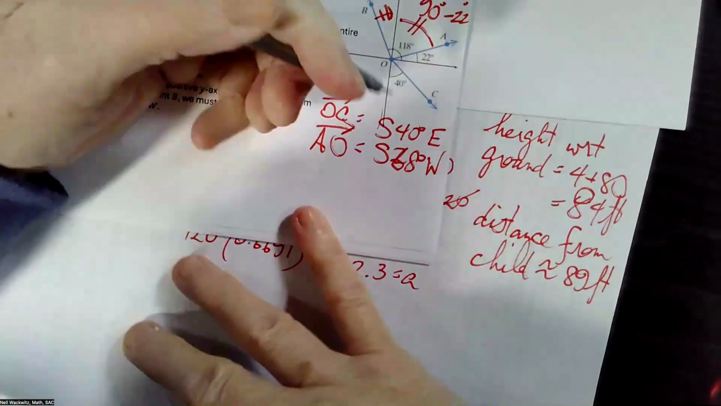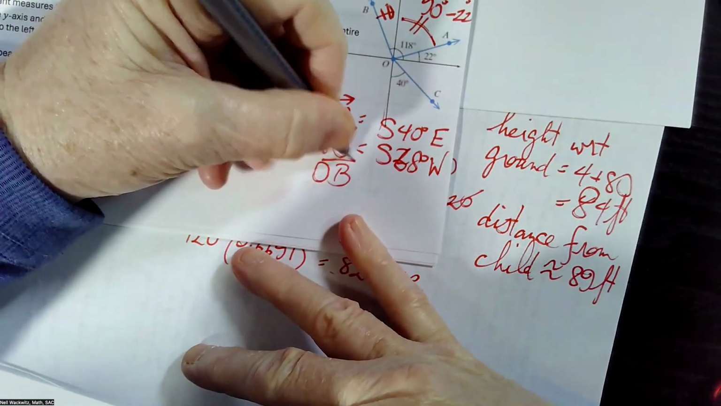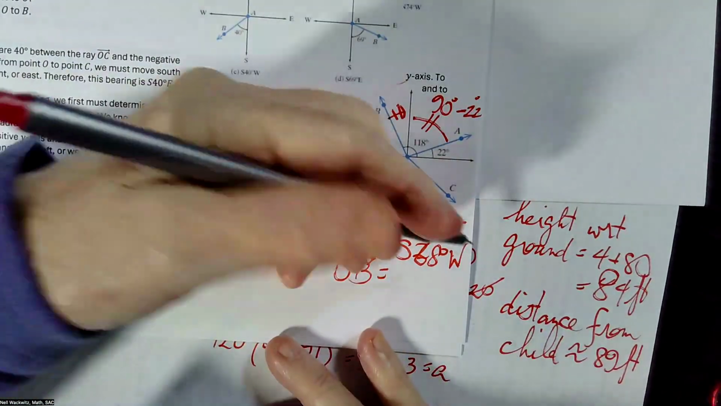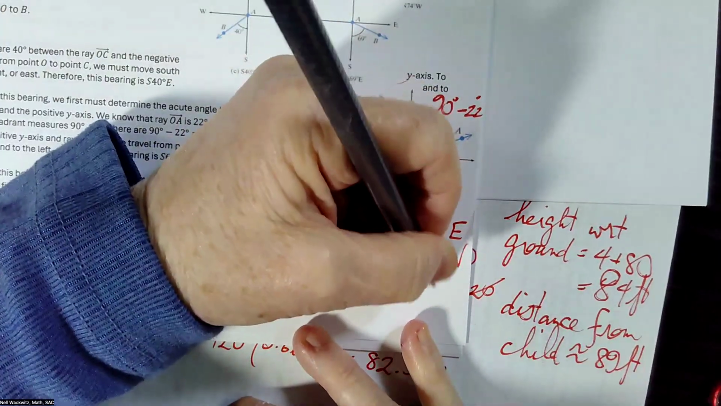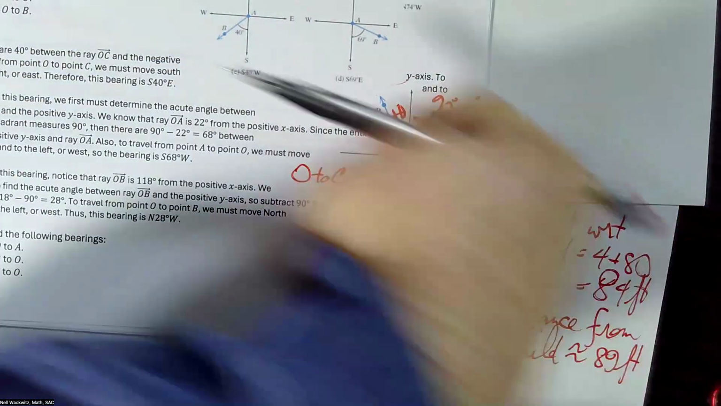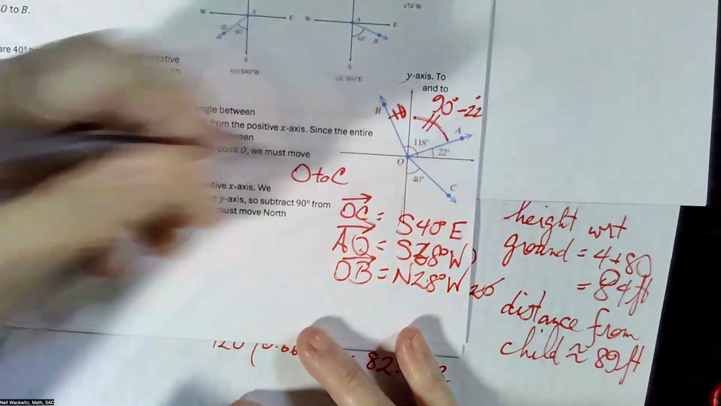So we have OB. To go from O to B, we're going up, so north. We said it was 28 degrees, and we're going to the left, which is west.